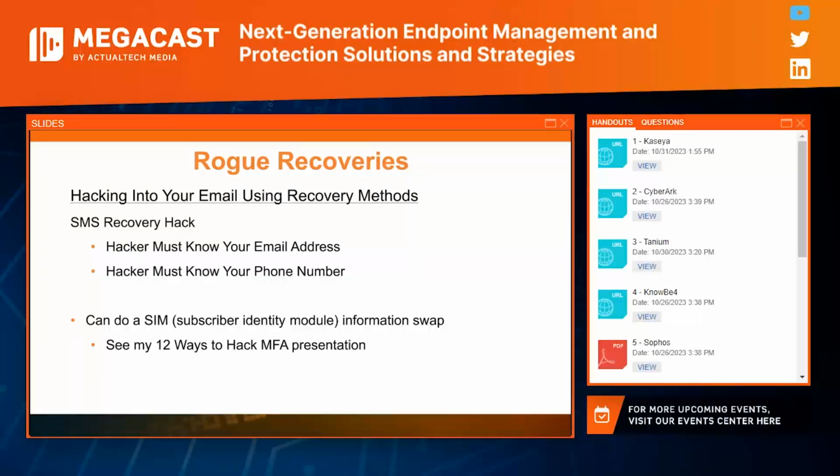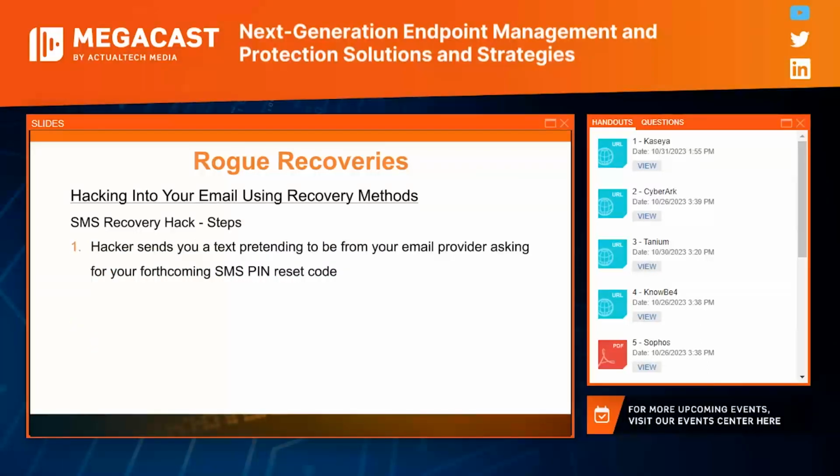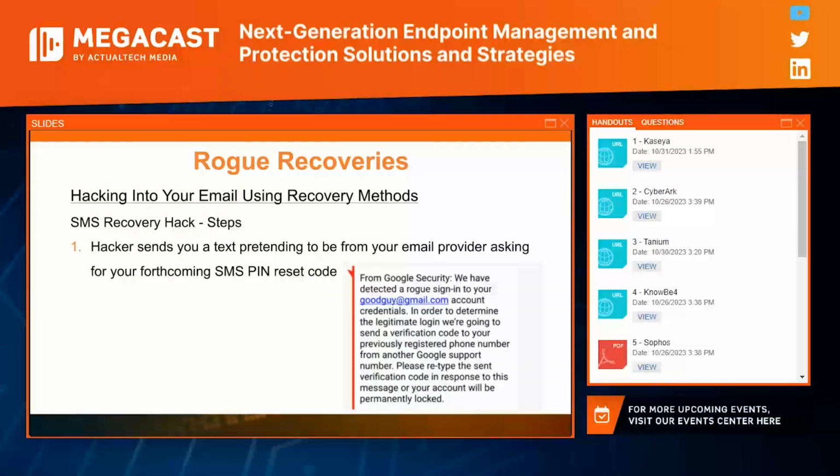In this particular method I'm going to show you, a hacker fakes being technical support on SMS on the phone, and then resets the victim's account so they get the code, and they ask what that number is. Here's a good example. The hacker sends a text message pretending to be from a particular email provider, asking you for your forthcoming SMS PIN reset code. So here's a fake message: from Google Security, we have detected a rogue sign-in to your good guy at Gmail account.